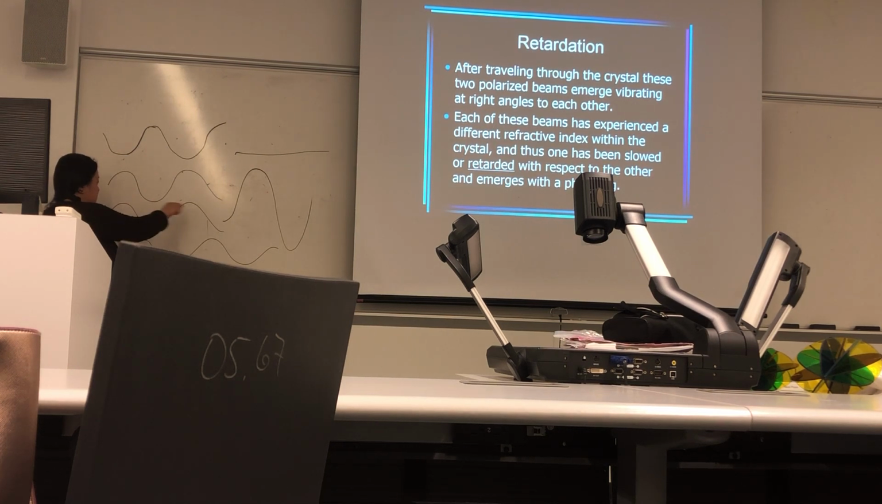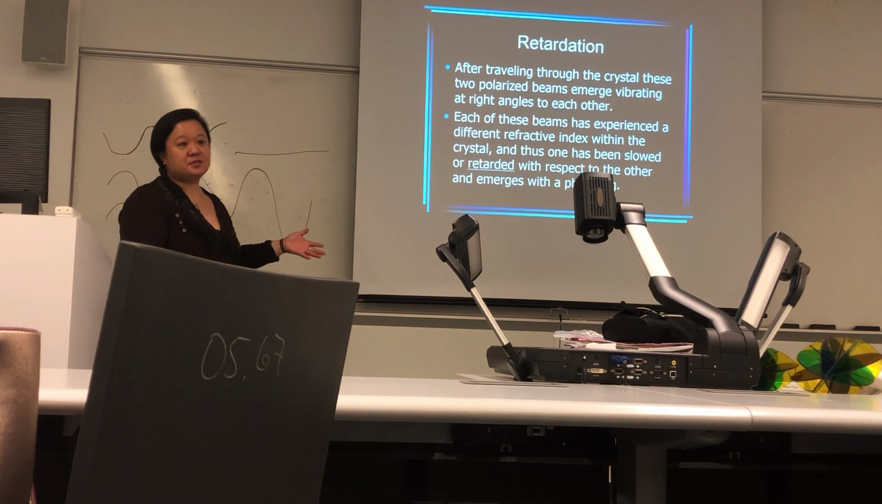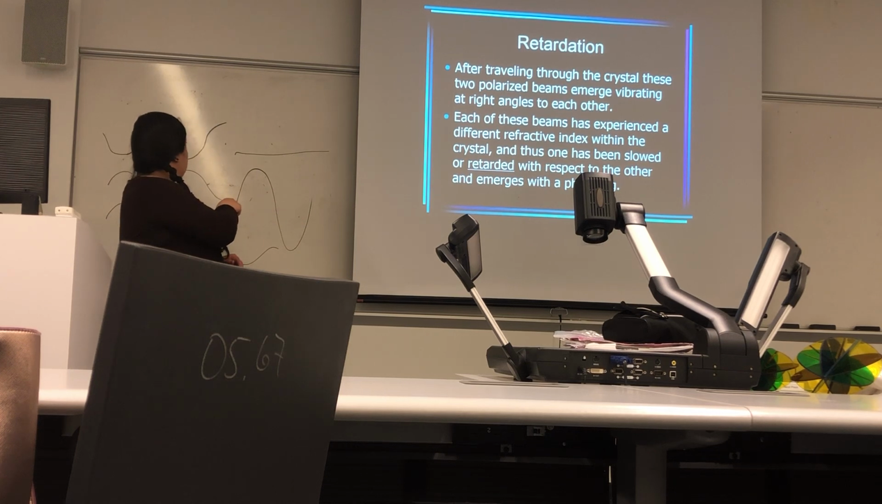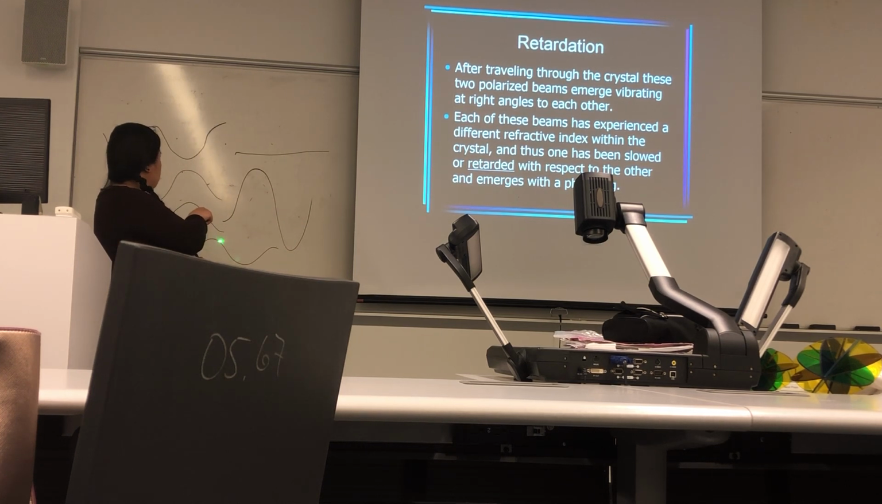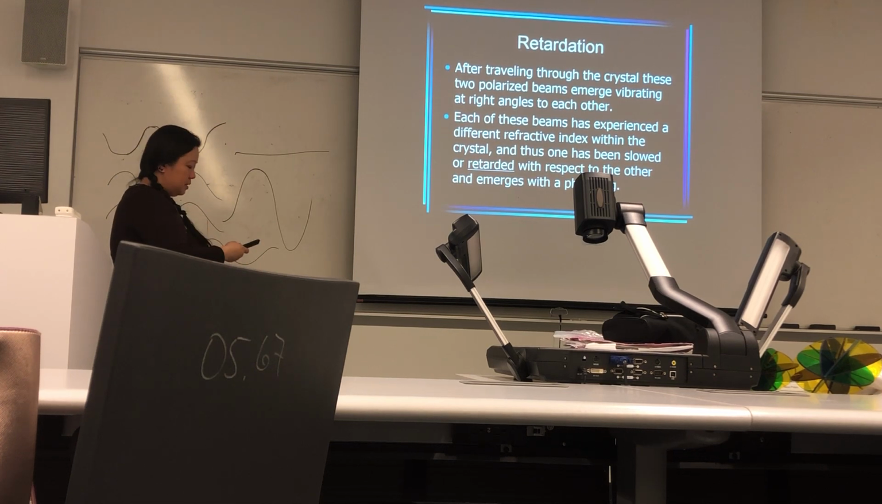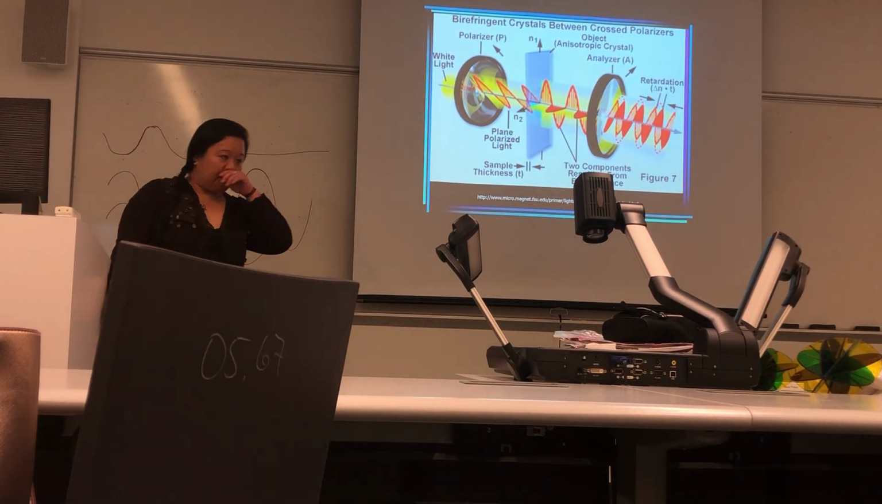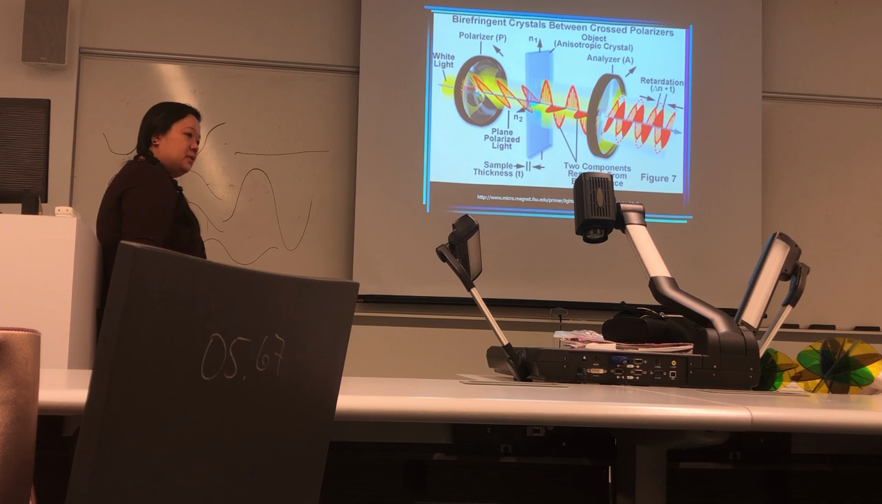So this is in phase, and this is an example of out of phase. This is also an example of out of phase. So phase lag, implying that one went faster than the other, and by the time they emerged, the crest of one was further ahead than the crest of the other one. Like you have over here, this one, the crest is ahead of that one. The crest meaning the top peak of the wave.